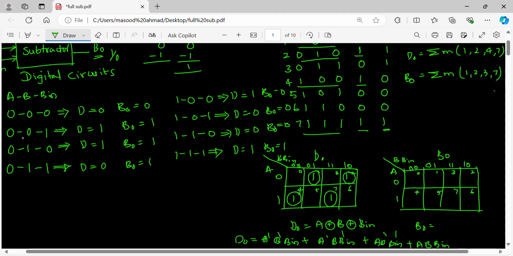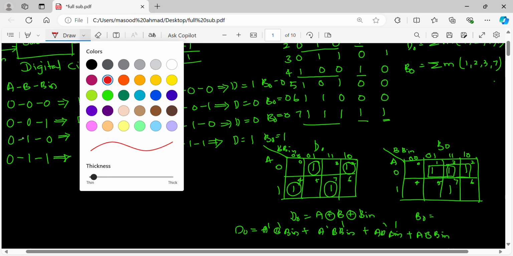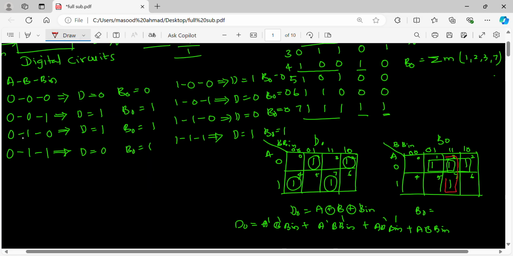Now let us look at B0. If you look at B0, it is 1 for 1, it is 1 for 2, it is 1 for 3, it is 1 for 7. What I can do is combine these two, then combine these two. Let me take a different color. So I can combine these two. With this, I write the expression for each of these groups.